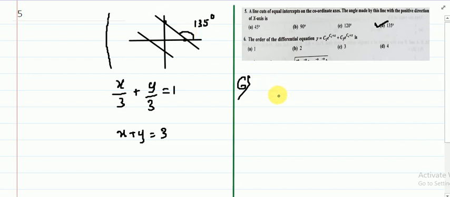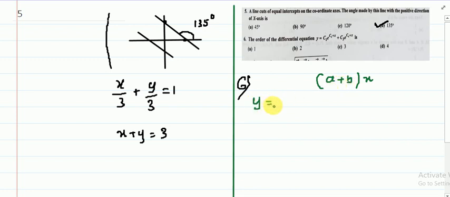Next, question number 6. The order of the differential equation y is equal to c1 into e raised to c2 plus x plus c3 into e raised to c4 plus x. Okay, this is a very interesting problem. The order of any differential equation will be equal to the number of arbitrary constants present in that differential equation. But initially, by looking at this equation, you may think c1, c2, c3, c4 are 4 different arbitrary constants. But if you have a plus b into x, then we can't say it is 2 arbitrary constants. A plus b will be one number, that will be only one arbitrary constant.